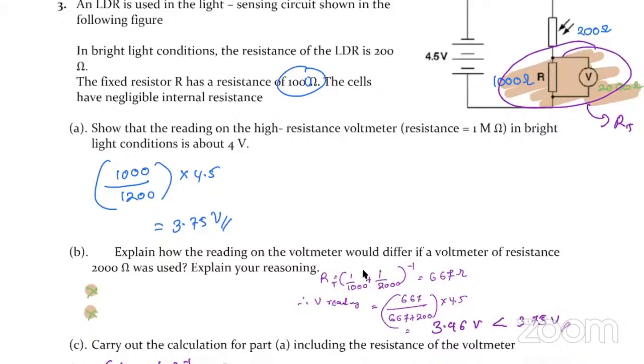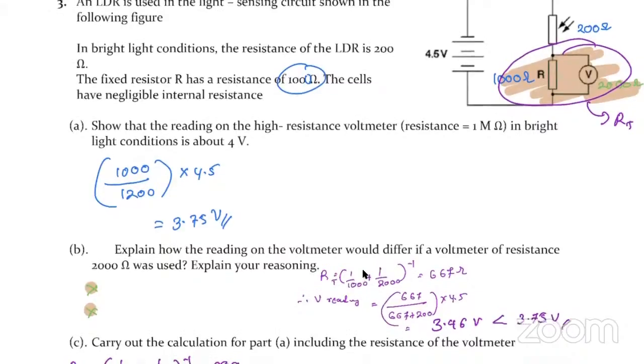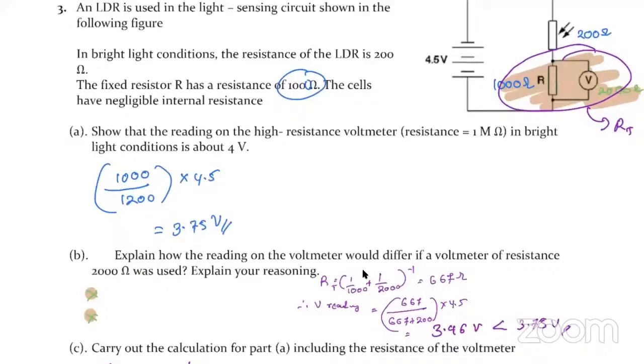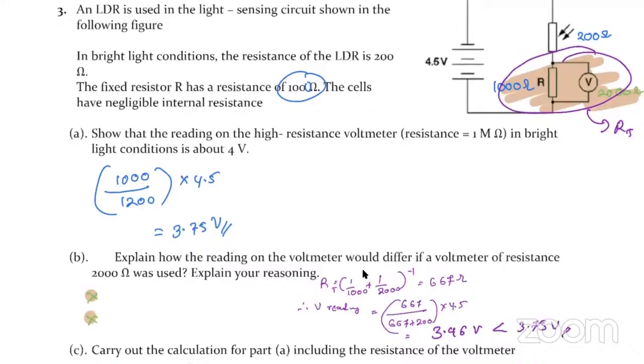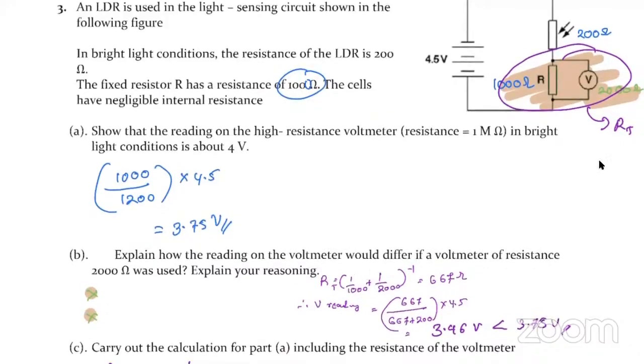Right. Now, we ignored the resistance of the voltmeter in part A. Now we'll take the resistance of the voltmeter and redo part A, taking the potential difference also into consideration. This is now how many ohms? 1 mega ohm. And this is 1000 ohms. Taking it together, find the voltmeter reading and compare it with the first one.